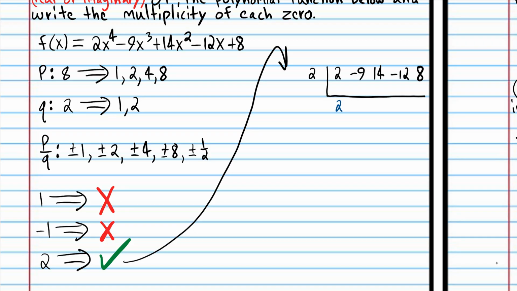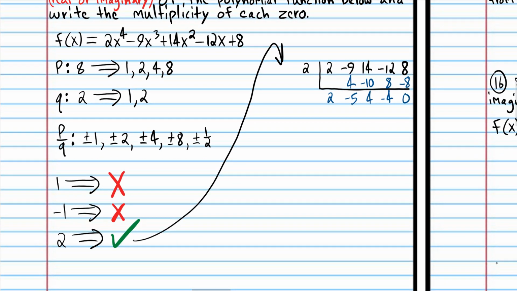2 comes down. Multiply these numbers, you get 4. This number always comes down first. Multiply these numbers, you get 4. Then add these numbers, you get negative 5. Then multiply these numbers, you get negative 10. Add these numbers, you get 4. Multiply these numbers, you get 8. Add these numbers, you get negative 4. Multiply these numbers, you get negative 8. And add these and you get 0. So the fact that we got 0 means that we did something correctly.